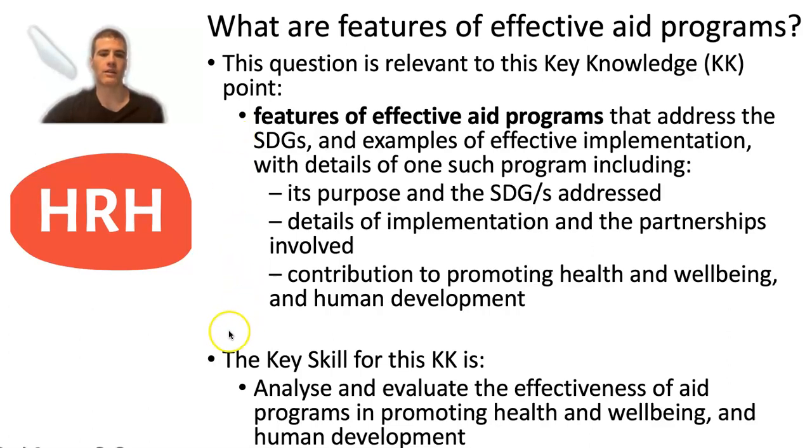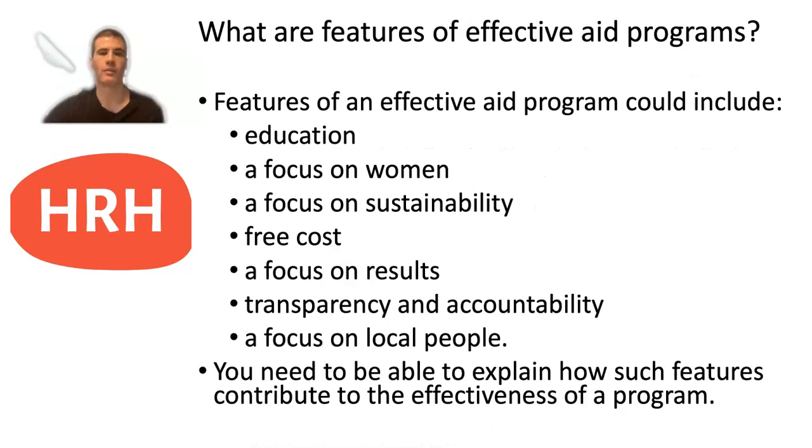And so the key skill for this key knowledge point down here is that you need to be able to analyze and evaluate the effectiveness of aid programs in promoting health and well-being and human development. So essentially you need to be able to look at an aid program which might be provided, say, as stimulus material in your SACs or the exam, and evaluate whether or not it's likely to be effective and how it could then promote health and well-being or human development.